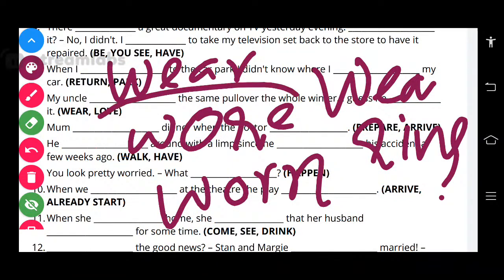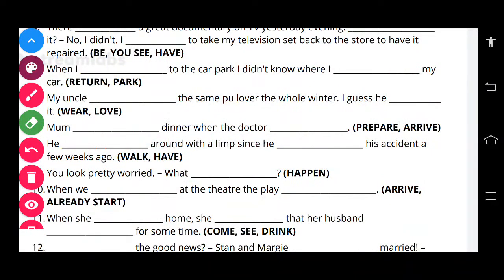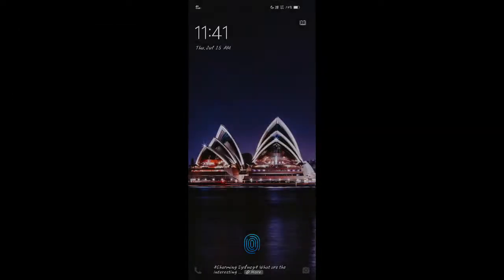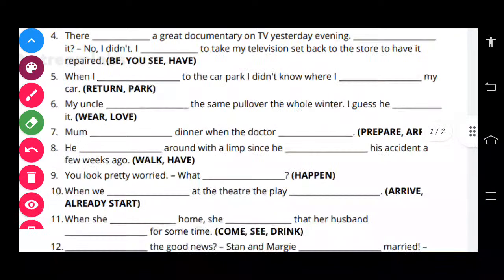Now we have to think about the second form of the verb, because here the speaker is talking about his or her uncle, who throughout winter wore the same pullover. So the first one is wore. I guess he loves it. We have to say he loves it, because it's a fact. We are talking about facts, and facts are generally expressed by using only the base form. Therefore, we have to use love. Did you understand this?